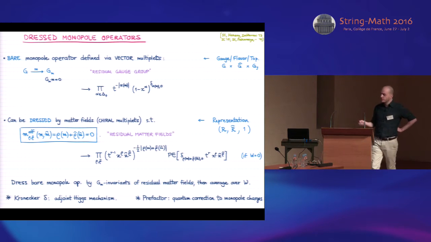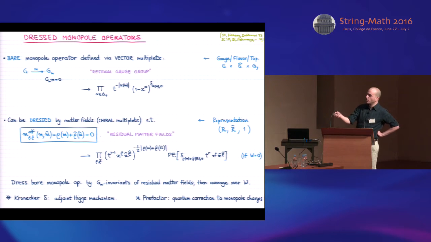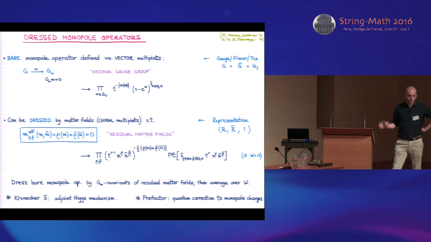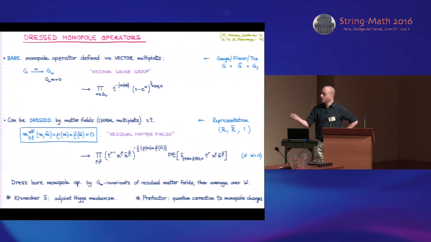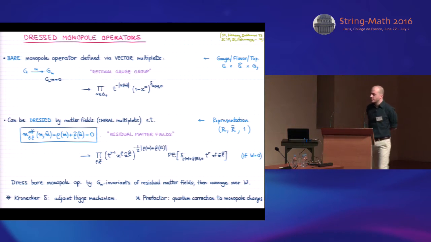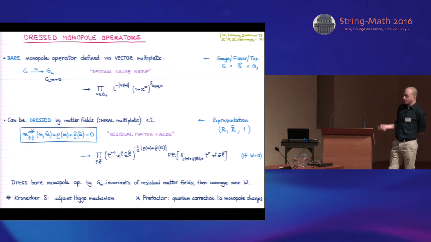So what we're going to do is to dress a bare monopole operator by gauge invariants of the residual gauge group, which are constructed out of these residual matter fields, and then average over the Weyl group to have a full gauge invariant. So when we look at the contributions, say, to the Hilbert series of the gauge group and the matter fields, we have formulas of this type.